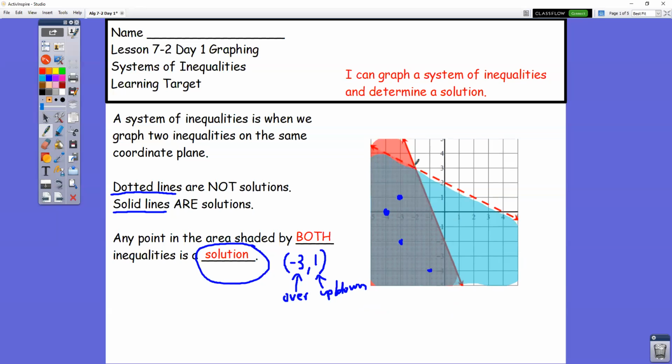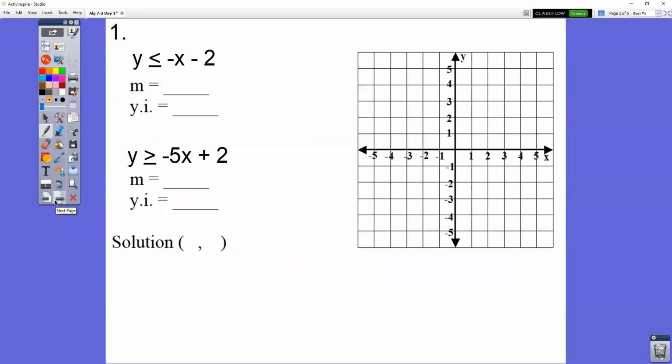Now remember, you can't pick dots that are on a dotted line, but you could pick dots that are on a solid line. So could we pick 0, comma -2 for this one? Sure, we could. But can you pick dots that are on the dotted line? No, you can't. So you can pick dots that are on the solid line or in the double shaded area. It's safer just to pick it in the double shaded area, and you can pick any point in there as your solution.